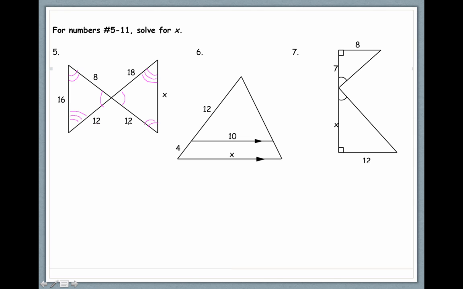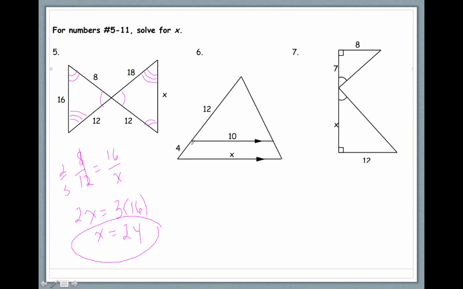So 8 over 12 is equal to 16 over x. This is 2/3. So 2x is 3 times 16. 2x is 48, x is 24. These are parallel, so these are definitely similar.